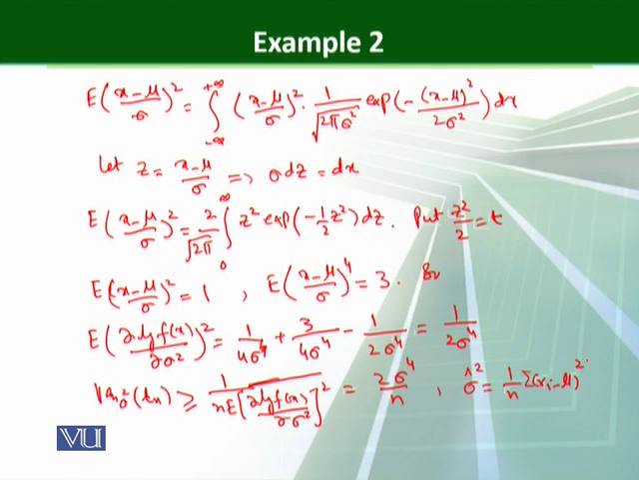But if mu is not known, then what will happen? If mu is not known, the variance of s square, we know, is equal to 2 sigma raised to power 4 over n minus 1. So in this case, it will not attain the Cramer-Rao lower bound. So when mu is known, it attains the Rao-Cramer lower bound, but if mu is not known, it will not attain the Rao-Cramer lower bound.